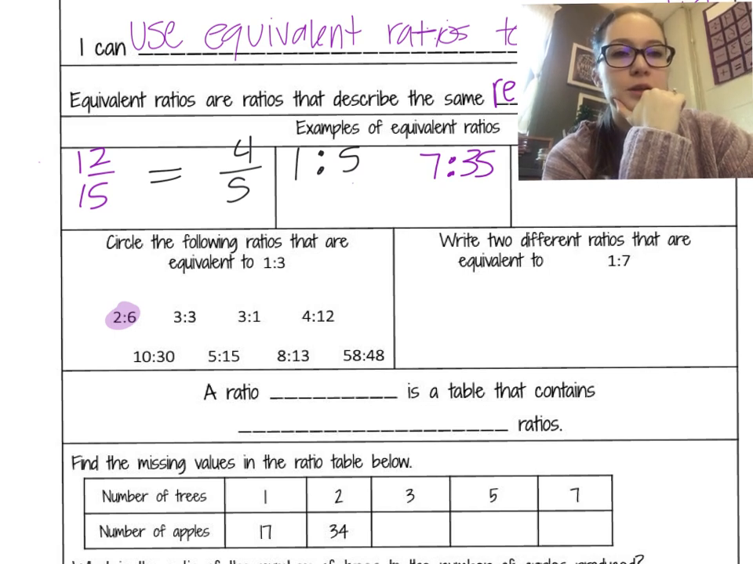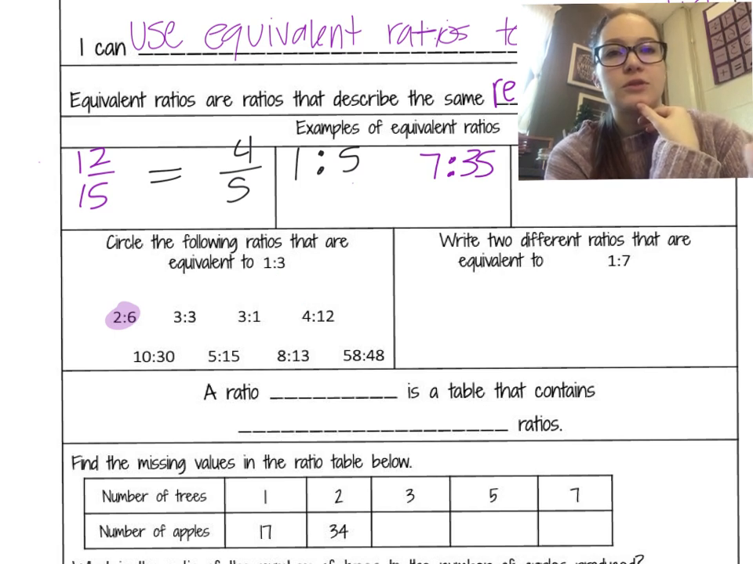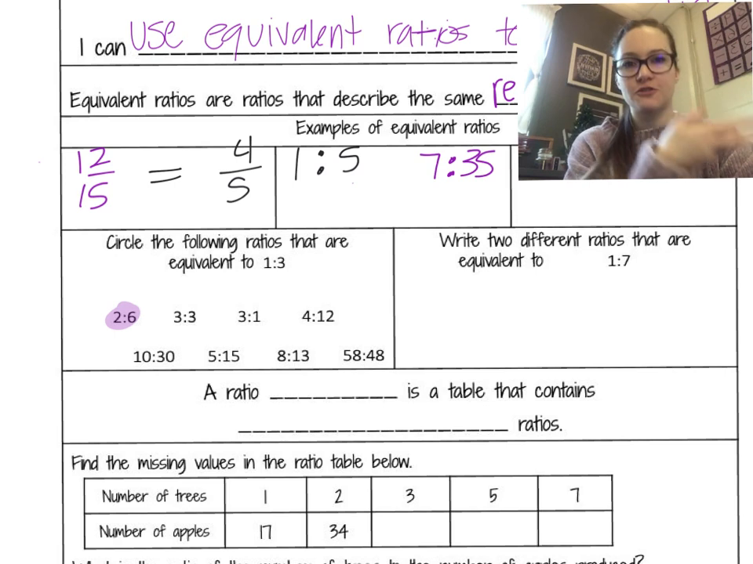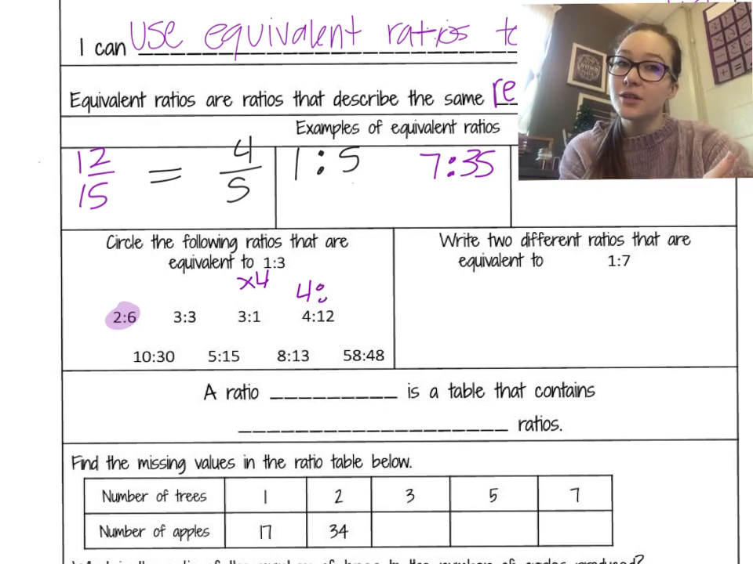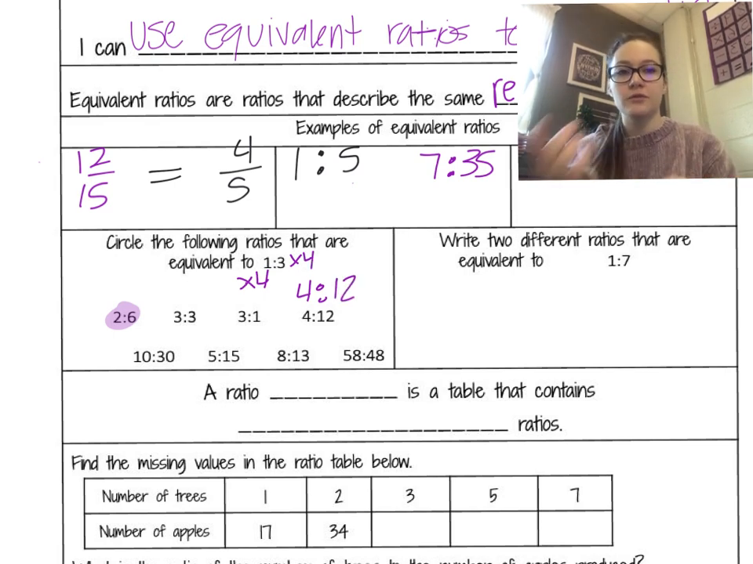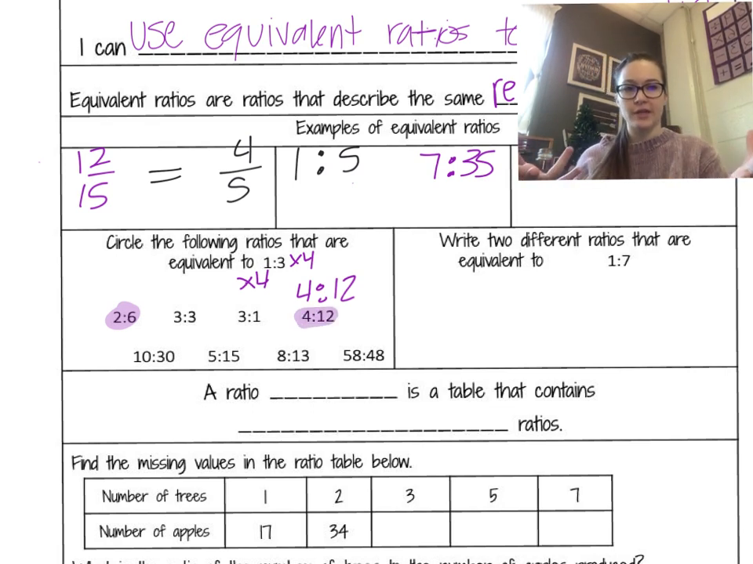Okay. Let's try comparing 1 to 3 to the ratio 4 to 12. So I'm going to say, how do I get from 1 to 4? Well, I'm going to multiply by 4. 1 times 4 is 4. Then I have to multiply the other side of my ratio by 4. 3 times 4 is 12. Oh, those are the same. When I multiplied both sides by the same number, it got the other ratio, so I get to circle that one. Those ones are equivalent.